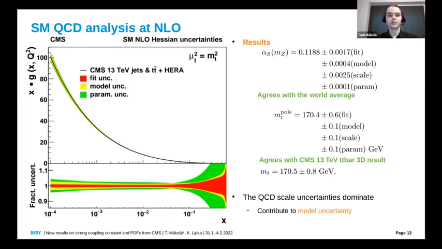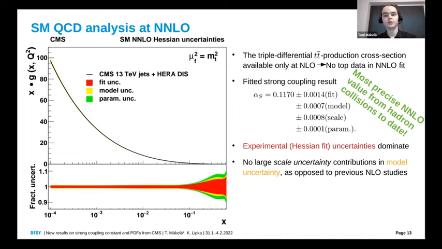Now, the interesting news is that when you go to NNLO and fit only the jet data, the contribution of the scale uncertainty goes down quite noticeably. So in this case, the dominating uncertainty will come from the fit uncertainties.